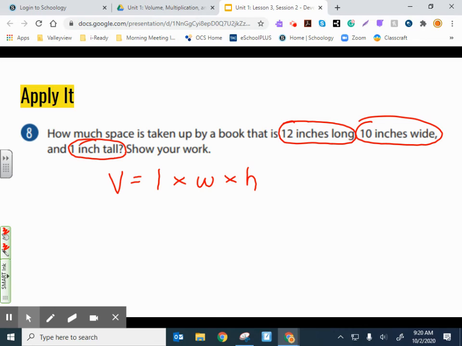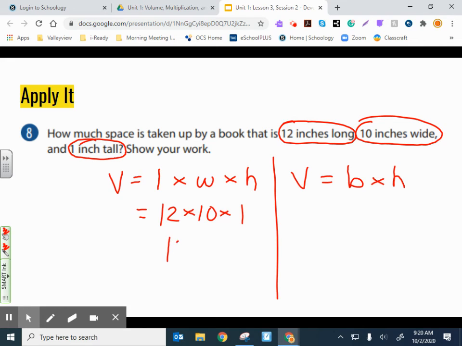Of course, you can use base times height. You can go right ahead. In fact, I'll demonstrate that for you base truthers out there. We have 12 times 10 times 1. Multiplying by tens is great because we just put the number here and then add that 0. So it's 120. Multiplying by ones is even better, and that gives us 120. We've got inches, so that's going to be cubic inches.